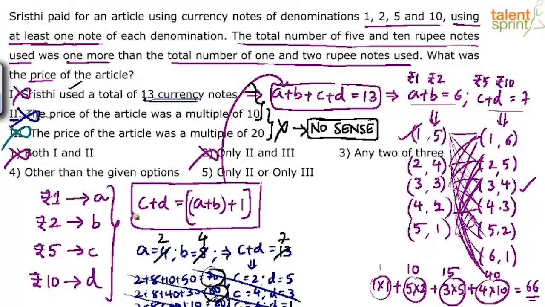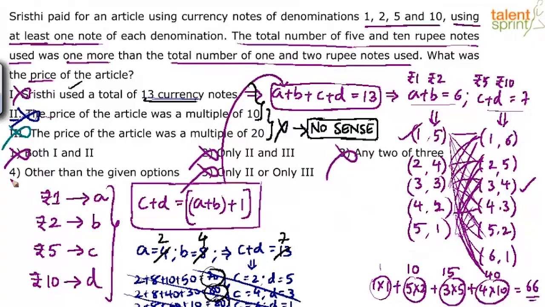Both 1 and 2 does not give the answer, this is the verification. Any 2 of the 3? Clearly no. Because when 1 and 2 cannot give the answer, how can you say any 2 of the 3? Only 2 or only 3? Of course not. So I think if you go by options, it is much easier.